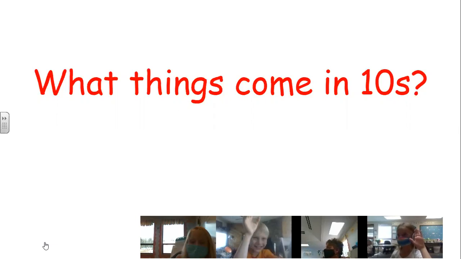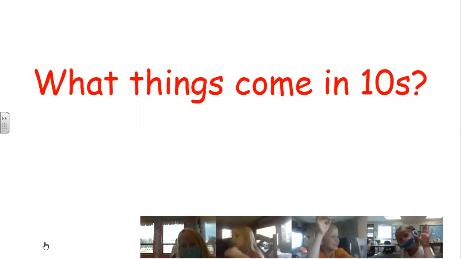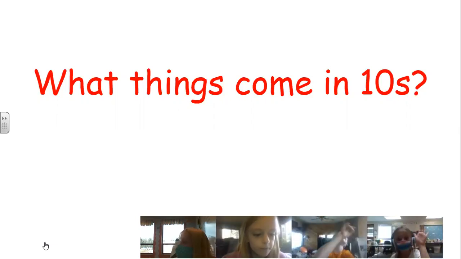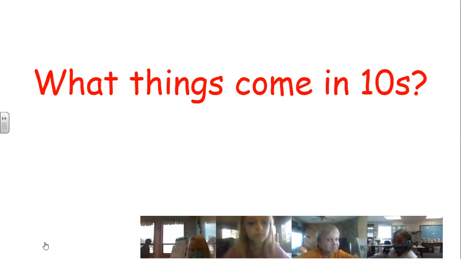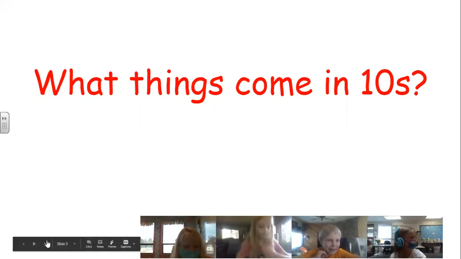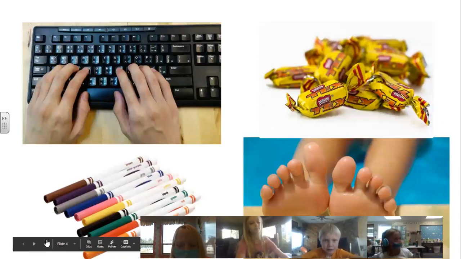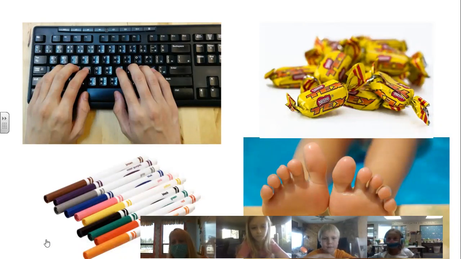Haley, can you unmute and tell us what comes in tens? Toes. Coats? Toes, on your feet. Okay, I got it. Toes come in tens. Good job. All right, look, Haley, I thought of that too. Markers, your fingers. You can get candy in packs of 10. $10 bill. You could have 10. So good job.